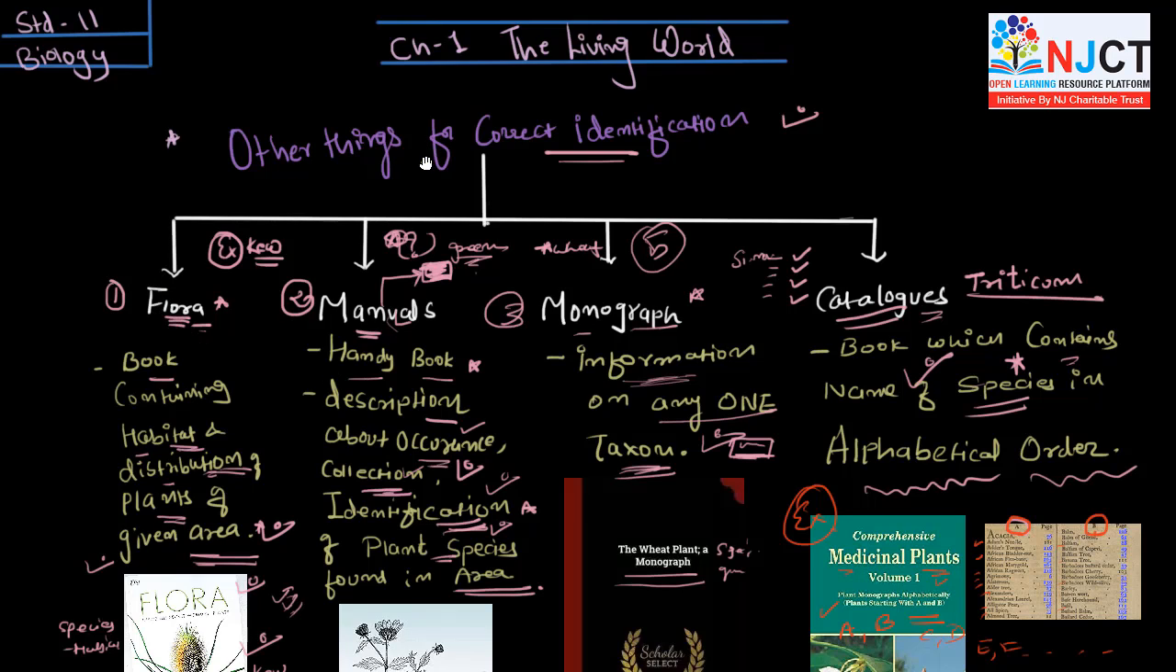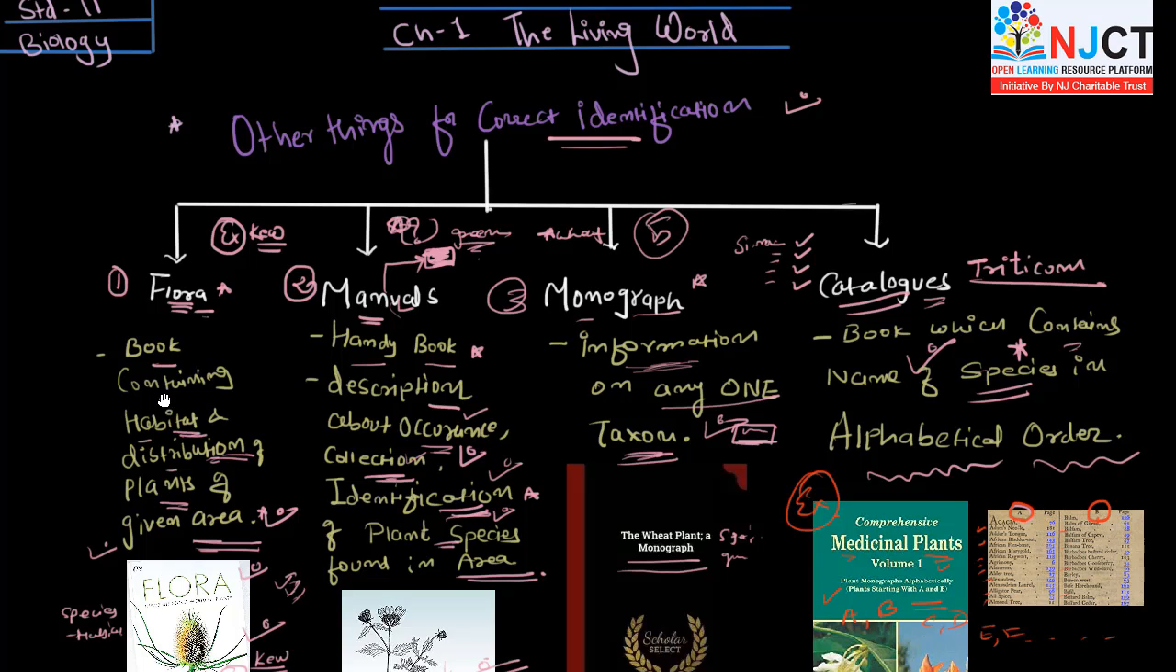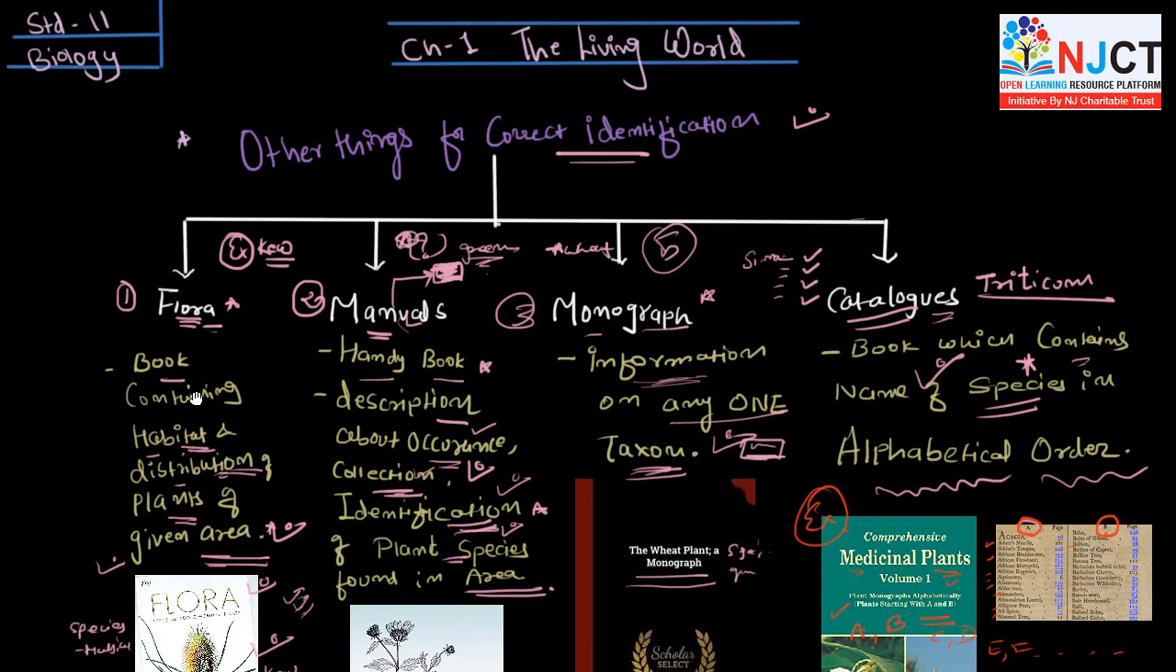So these are the other things for correct identification. Of course we studied all the different things too. They are like recording descriptions. You have recorded all these things in a manual, in a handy book, like physically you have written it, and all these things are going to help you. First was Flora. It is a book that contains information about habitat and distribution only, of a given or particular area.